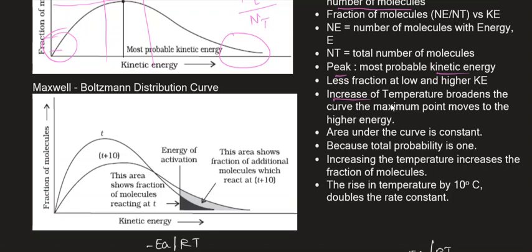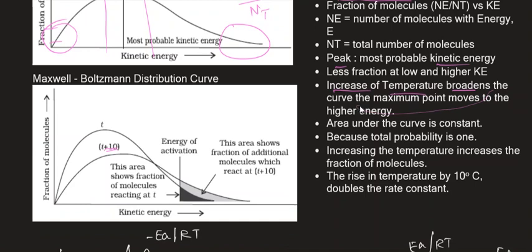So with the increase of temperature, now we have increased by 10 degrees Celsius. What happens here? The curve is broadening. Do you understand? There is a broadening of the curve, and that leads to the maximum point moving. So this is the maximum, is it not? You have the maximum here, and this maximum is shifted towards the right. Are you able to follow?